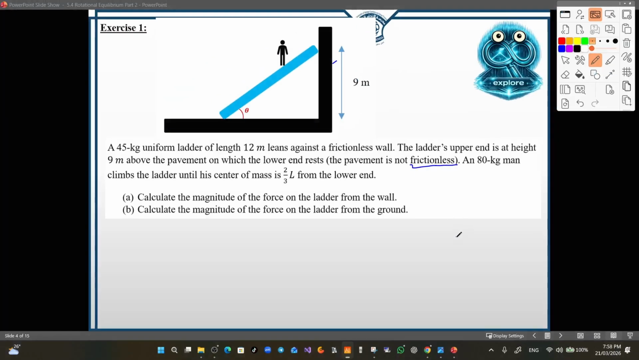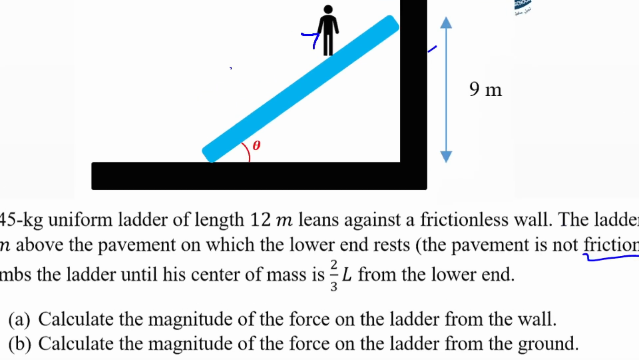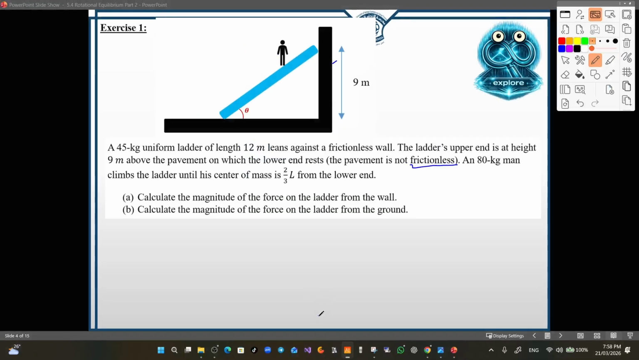An 80 kilogram man climbs the ladder until his center of mass is 2/3 the length of the ladder from the lower end, which means the distance from the center of mass of the person to the lower end is 2/3 of the length, knowing that the length is 12 meters. In part A, calculate the magnitude of the force on the ladder from the wall.